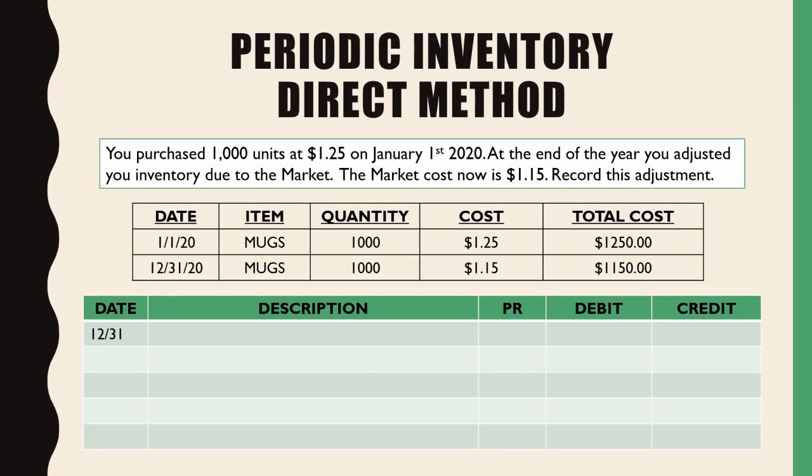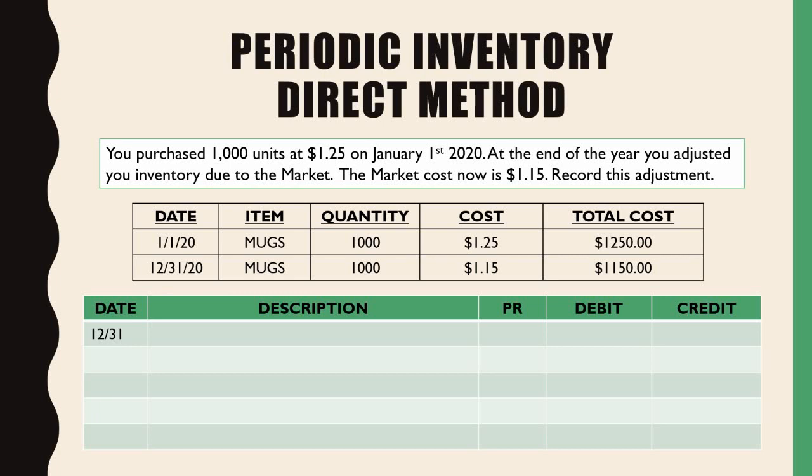So in this case, my mugs, I purchased 1,000 of them. Again, it was $1.25 originally in January, and now in December it's $1.15. So therefore, my original total is $12.50, and then my new total is $11.50. So how do I use the direct method for periodic inventory?